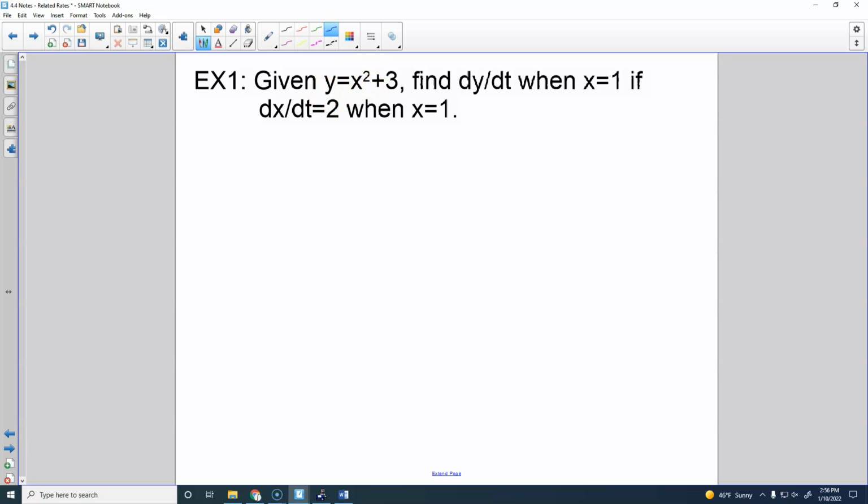So we have this equation, so you can copy that down, and we want to find dy/dt when x equals 1 and dx/dt equals 2 in this particular case. So those are your key pieces to copy down. I'll give you a second.